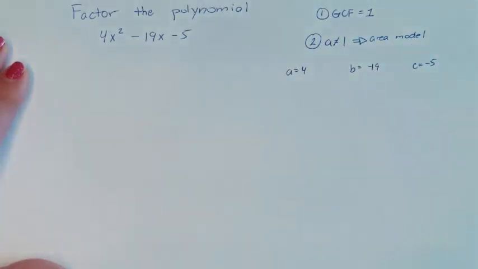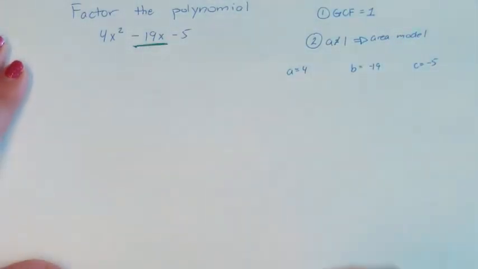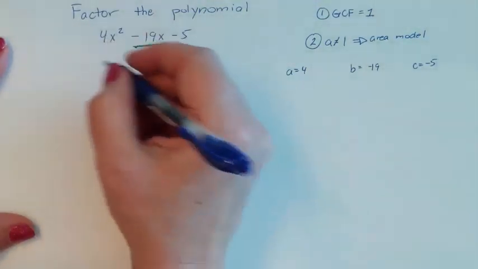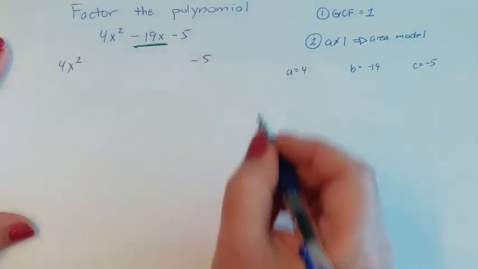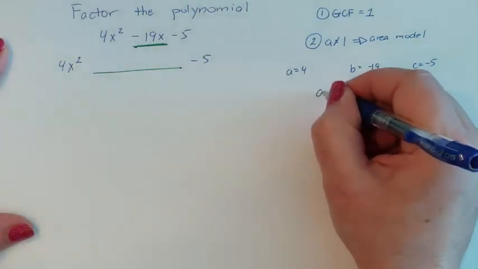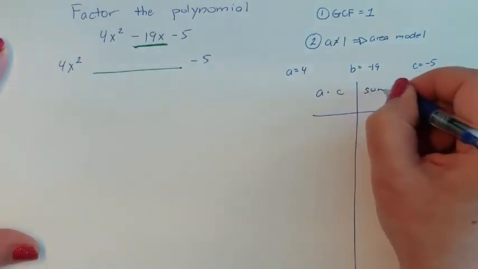Now the purpose of using the area model is so that we can rewrite this middle term as 2 separate terms. So we'll then have 4 terms for the area model. The 4x squared is going to stay as the 4x squared. The minus 5 is going to stay as the minus 5. We're looking at how we could rewrite minus 19x so we have 4 terms.